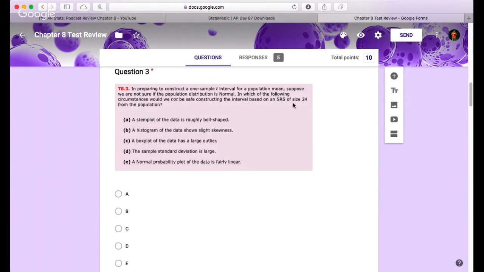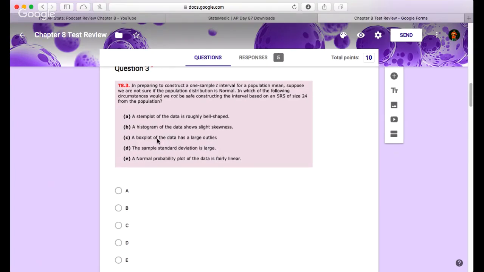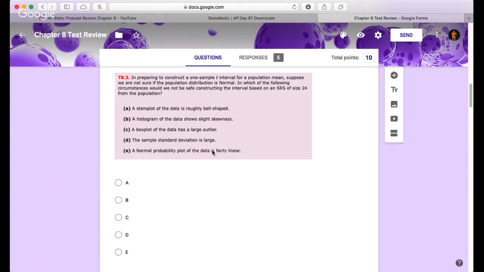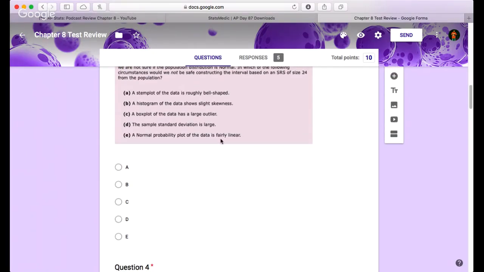So we're looking for the condition with major skewness or an outlier, okay? B would be a histogram shows slight skewness. Well, I'm good with slight. We're talking about major, okay? C, a box plot of the data has a large outlier. Yeah, C would be the answer here. D, the sample standard deviation is large. I don't care about that. A normal probability plot of the data is fairly linear. I don't necessarily care about that. All I care about is whether there are large outliers and major skewness. Okay.